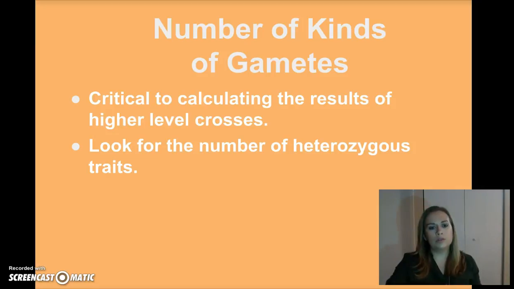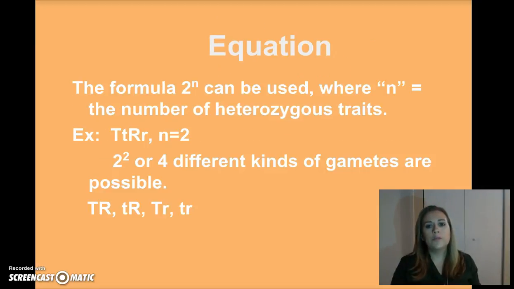And so what you want to do is look for the number of heterozygous traits. And when you use the formula 2 to the nth power, n is going to be the number of heterozygous traits. So again, for our example, we have 2 traits and they're both heterozygous. So n equals 2, so then 2 squared is going to be 4 different kinds of gametes are possible. And these are the 4 that we just talked about. So you've got capital T, capital R, little t, capital R, capital T, little r, little t, little r. So these would be the 4 possible gametes that can be created from this genotype right here.